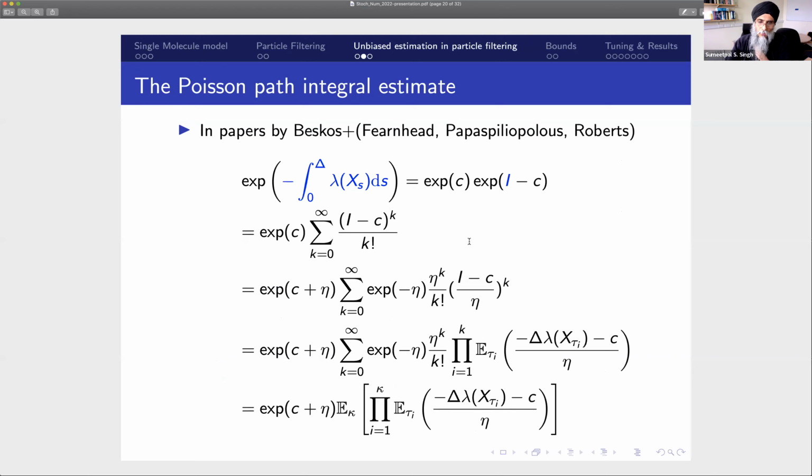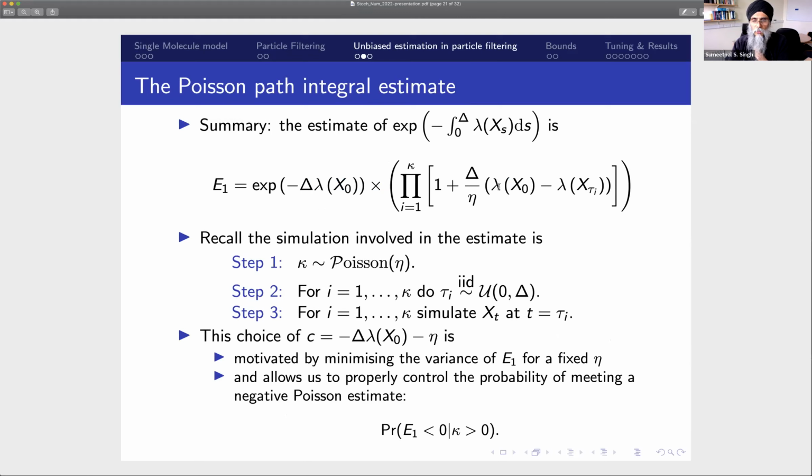If we go back to the previous page, there was a C here. Now I've committed myself to a specific choice of C, and that results in an estimator that looks like that. The specific choice of C is not too important. But what's interesting is that in the naive implementation, by just discretizing the model, we only have this term. Now we've got all these terms to do with the Poisson simulation, the uniform time simulation between 0 and delta, and the simulation of the skeleton of X at time tau_i, and that serves to correct for the bias of just retaining the simple Riemann approximation.